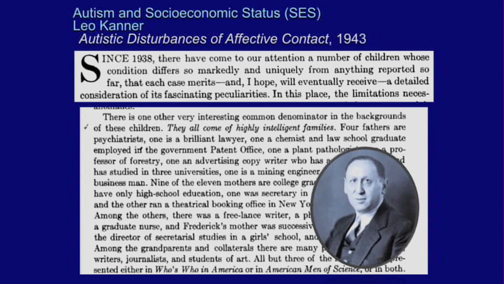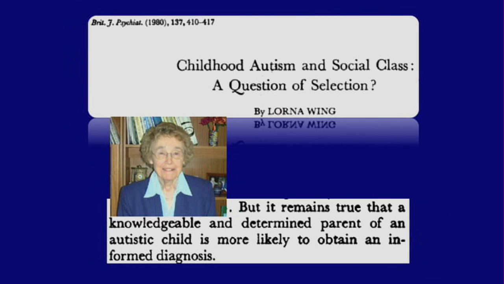But there was this paper that Lorna Wing wrote in 1980 where she addressed this question head on and argued that there is no excess prevalence of autism in affluent families. It's purely that a knowledgeable and determined parent is more likely to get an accurate diagnosis. And so after this paper, none of the reviews of the prevalence of autism or the epidemiology brought up again that autism was more common in the high-income families or anything like that.